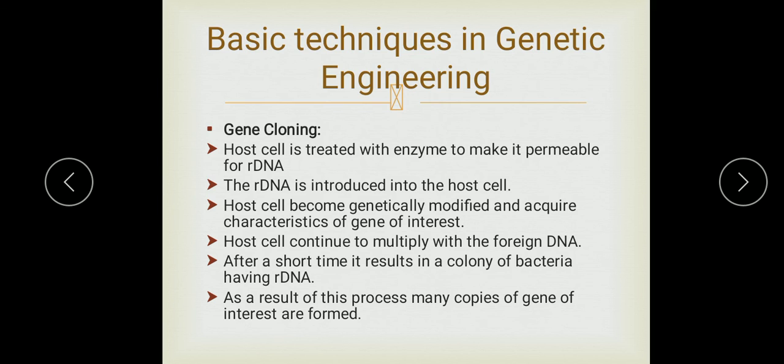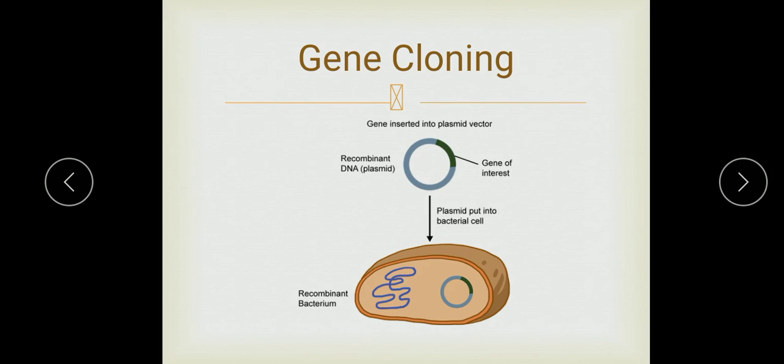It reproduces and forms 2, then again from 2 to 4, and it forms a whole colony. So as a result, after a short time a whole colony will be formed, and each and every bacterium cell in that colony will have the recombinant DNA, will have the gene of interest. So as a result, we will have a lot of copies of the gene of interest. That's why it is called gene cloning, or it is also termed molecular cloning.